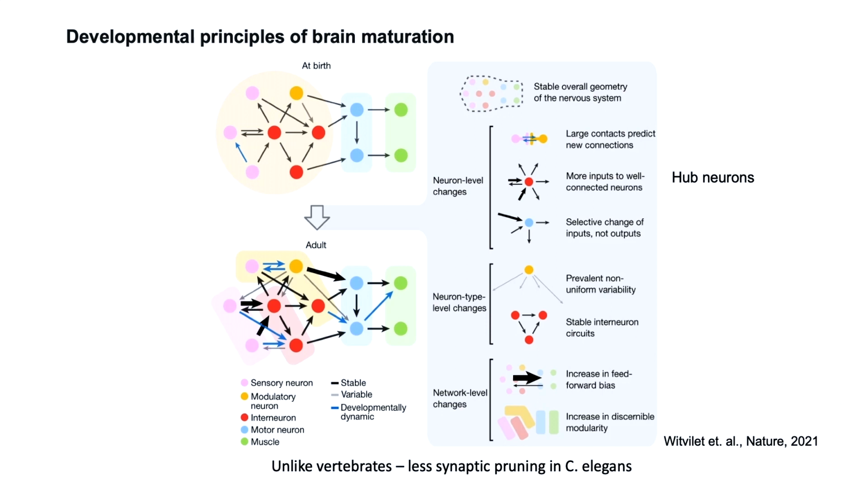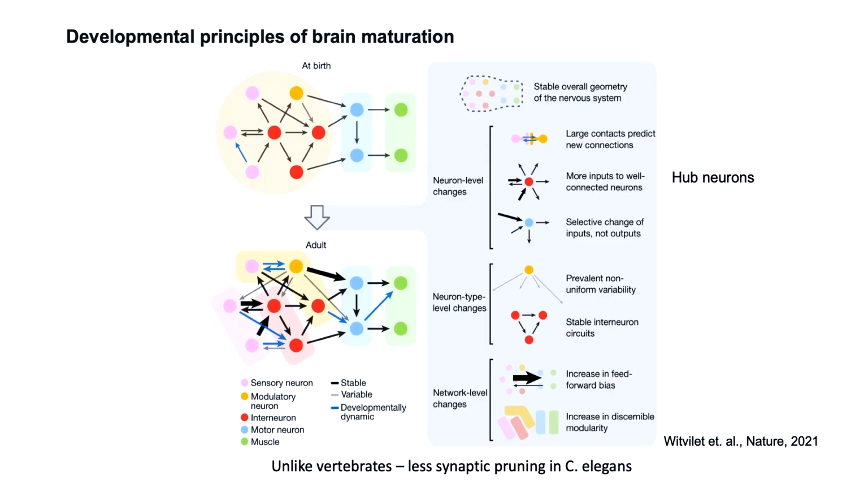But the theme that came out is that at birth, the separation between the sensory layer, interneuron layer, and motor neuron layers was not that great. Here you can roughly see that this is the sensory neurons, and these are the modulatory neurons, meaning they control how sensory neurons talk to interneurons. These are the interneurons, motor neurons and muscles.